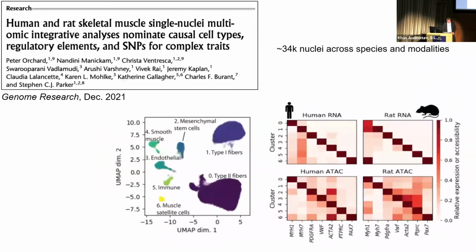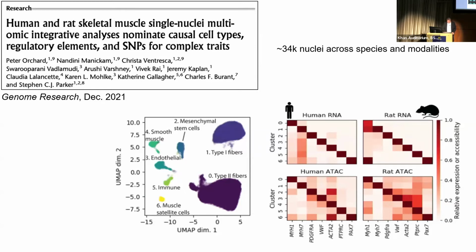So I'll just highlight that back at the end of 2021, we did work in collaboration with Chuck Morant here and co-led by three co-first authors, Peter Orchard, Nandini Manickam, and Krista Ventresca, where we did single nucleus multi-omic profiling across human and rat, both RNA and both ATAC modalities. This represents about 34,000 nuclei. So I'm not going to talk any more about this other than say it exists.